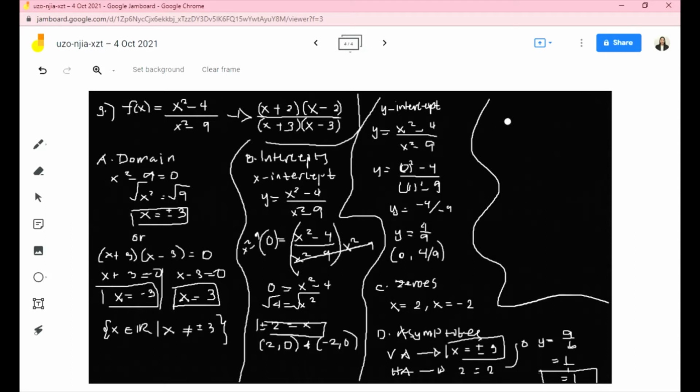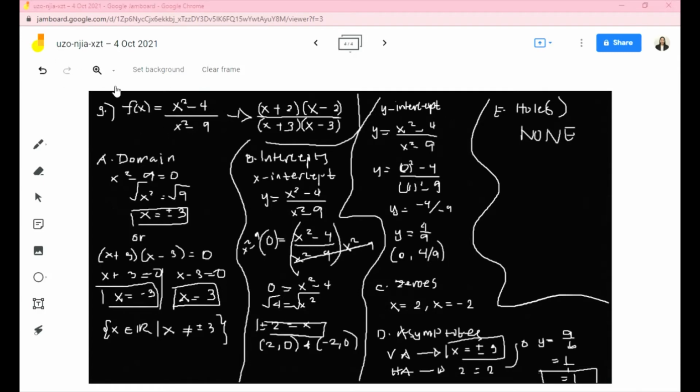Now let us have the holes. We'll check if there is a hole or holes. In this case, we'll see if there is a common factor, but we cannot see a common factor for the numerator and the denominator. This means that there is no hole for this particular function. Do you have questions?